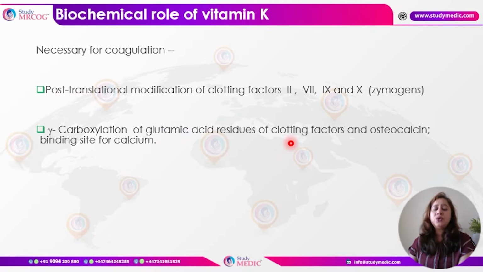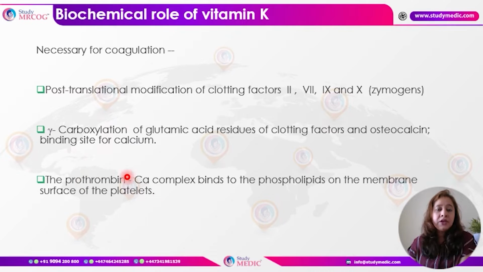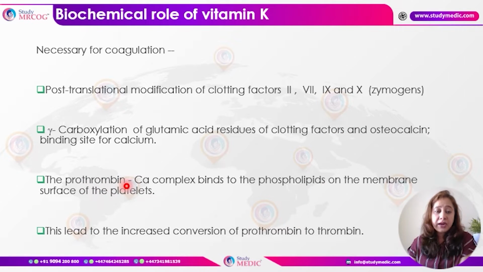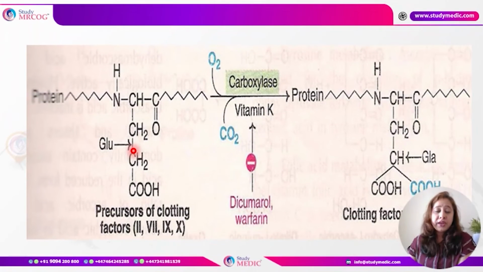Is it only the clotting factors? No, there is another protein in the bone called osteocalcin. Even that can undergo gamma carboxylation. So this takes care of the clotting mechanisms as well as strengthening of the bones. The clotting factor and calcium complex binds to the phospholipids on the membrane, and it helps the platelet action to continue. You can see in this image the glutamic acid residue of the clotting factor, after gamma carboxylation, has received a carboxyl group added to it. So the clotting factor is activated.